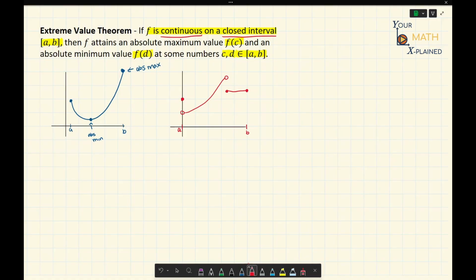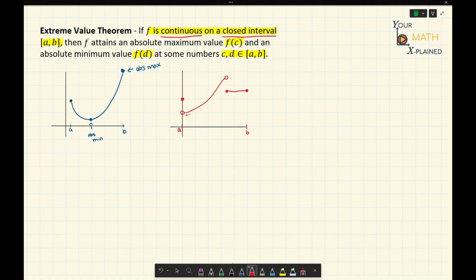So what happens here? Well, we can see that as we get closer and closer to A, the function is getting smaller. However, if we actually get to A, f of A suddenly jumps up. So there isn't a particular x value that will give us a minimum, which means we don't have an absolute minimum here.